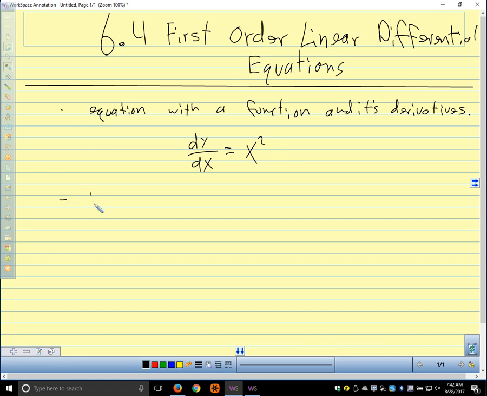First order just means that the highest derivative that you see in the equation is the first derivative. And linear just means the function and its derivatives only appear to the first power.